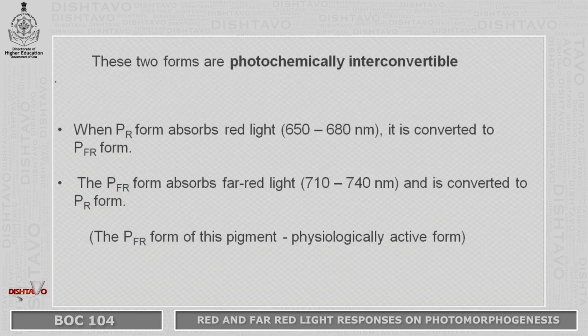When PR form absorbs red light between 650 to 680 nm, it is converted to PFR form. And when the PFR form absorbs far red light, 710 to 740 nm, it is converted to PR form. You can see here on the slide, the PFR form of this pigment is the one which is the physiologically active form.